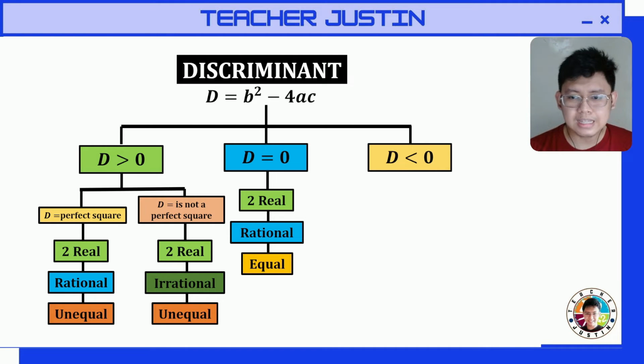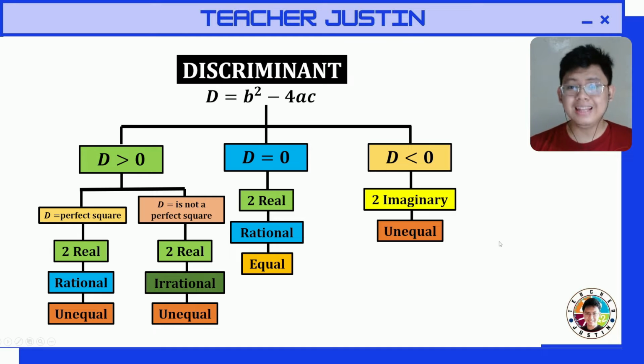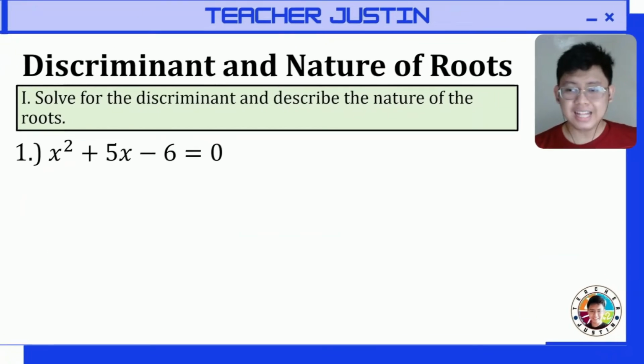Okay, pag less than 0 naman, ano yung mga numbers less than 0? Mga negative. So, pag negative yung lumabas na value ng ating discriminant, automatic, our nature of roots will be two imaginary, unequal roots. And that's it. That will be the steps in identifying the discriminant and nature of roots of our quadratic equation. Ta-da! Alright, let's have an example.